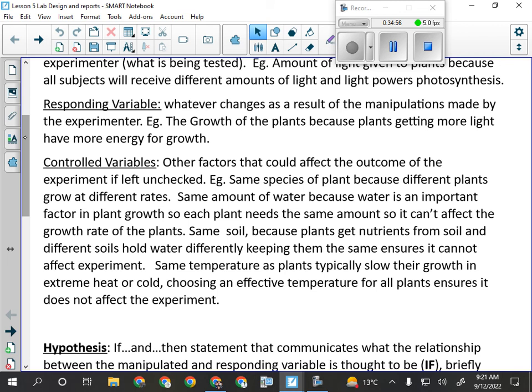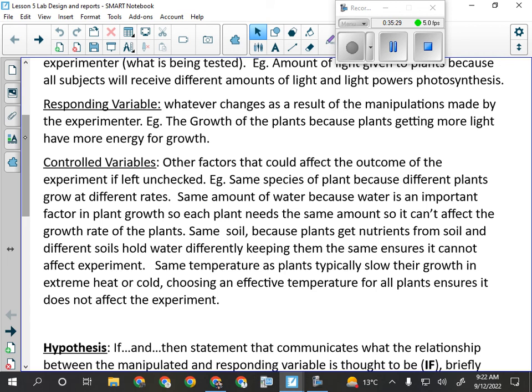If I don't keep all these other things the same, they'll interfere. If I water one of the plants more than the others, it might grow better because it got more water, not because it got more or less light, and that's going to make my experiment invalid. So controlled variables are the other factors that could affect your responding variable that have to stay the same for all of them.